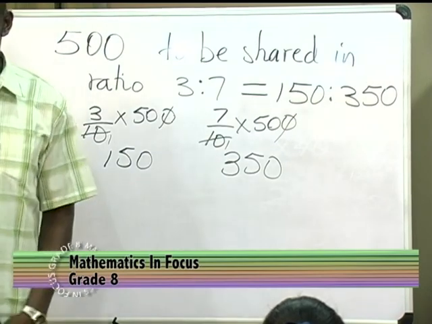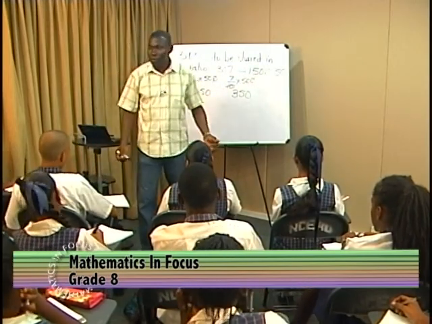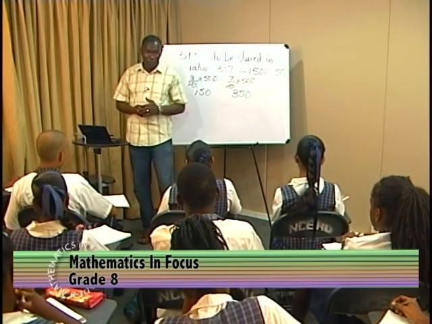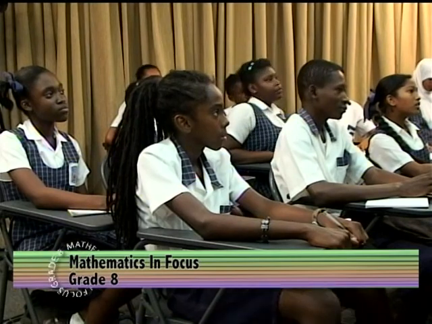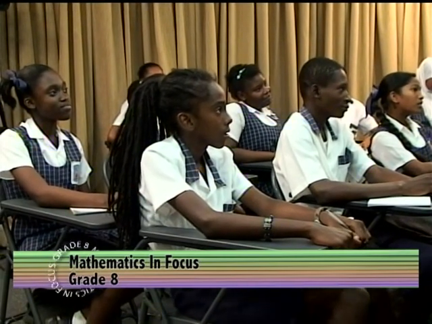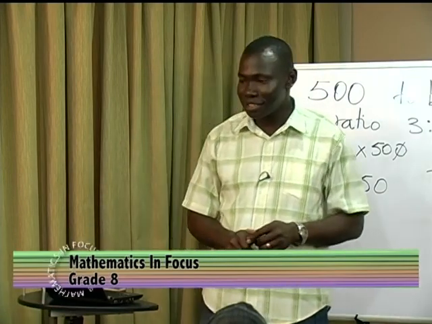So any quantity you have, you can share it. Right? So if we have $10,000 to share between me and Harish in the ratio of 9 to 1, then I will be able to calculate how much I get and how much Harish gets. Alright?